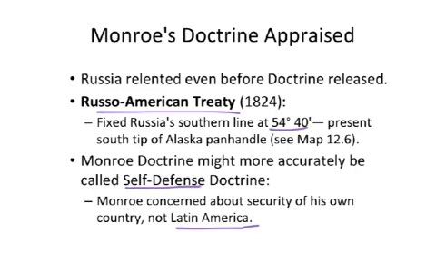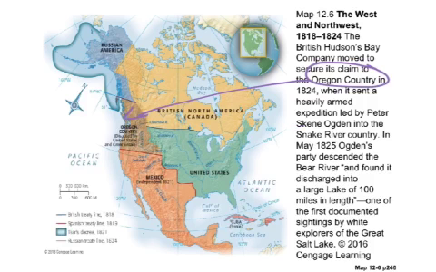The Monroe Doctrine might be more accurately described as the self-defense doctrine. Monroe was concerned about the security of his own country, not Latin America. This is a map showing the West and the Northwest from 1818 to 1824, again showing the new border between the United States and Canada at the 49th parallel, and the Oregon country, which was claimed jointly by the United States and Great Britain.